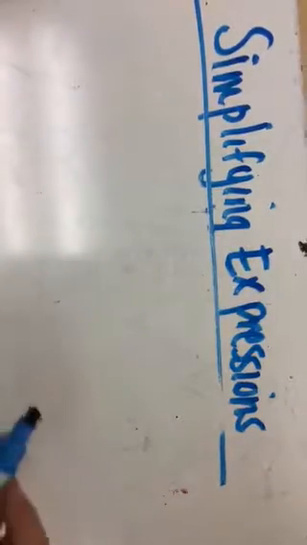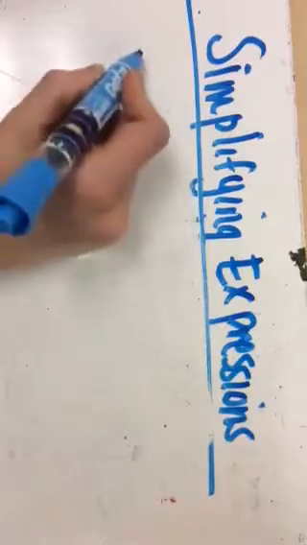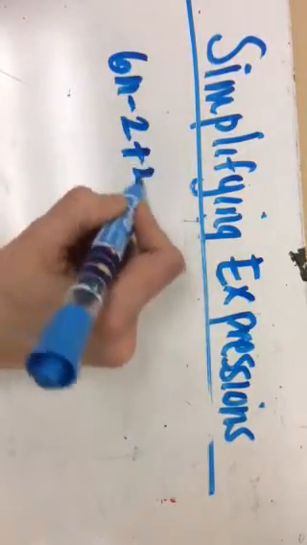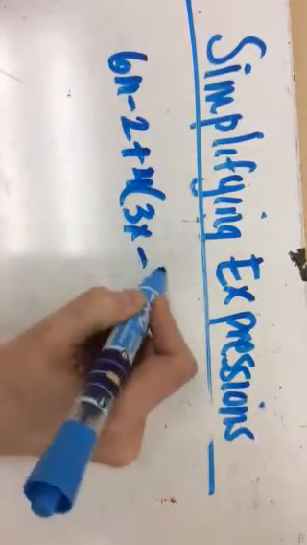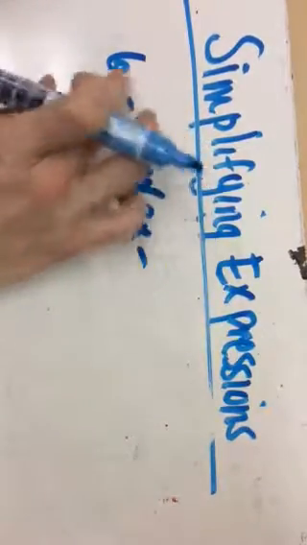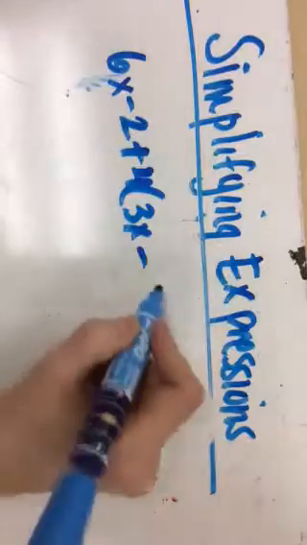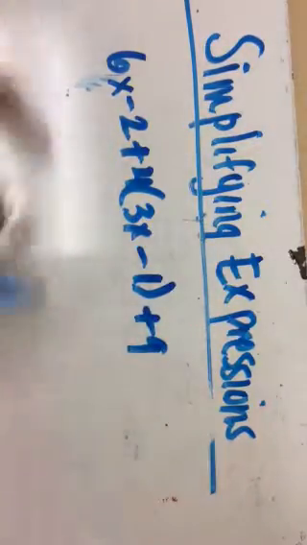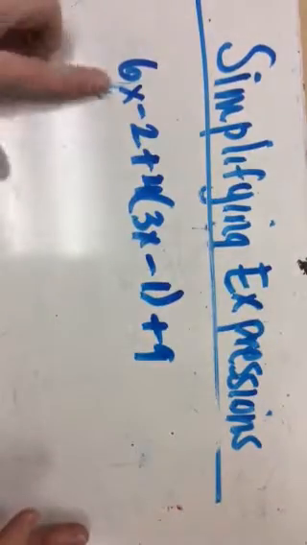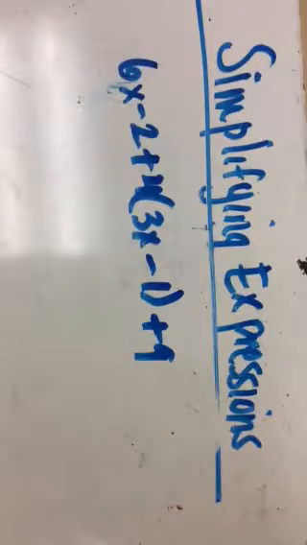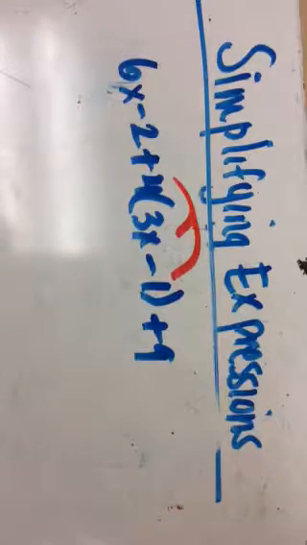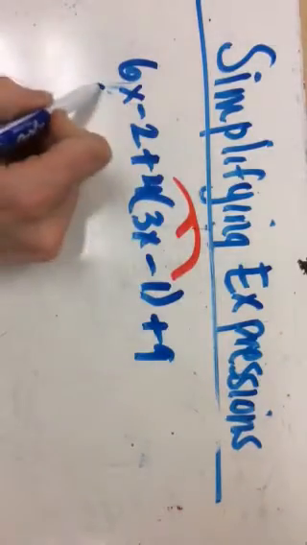So for example, I might have something like 6x minus 2 plus 4 times 3x minus 1, plus 9. Let me change this to an x, to keep our variables the same. So I've got a lot going on here. The first thing I'm going to want to do is take care of my parentheses. I think you guys learned about the distributive property last year, so I'd want to distribute here. But everything else I want to keep the same, and it'd probably be best to keep it nice and orderly.